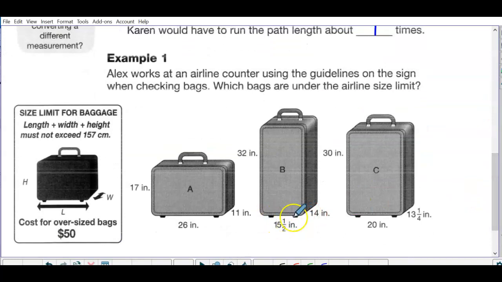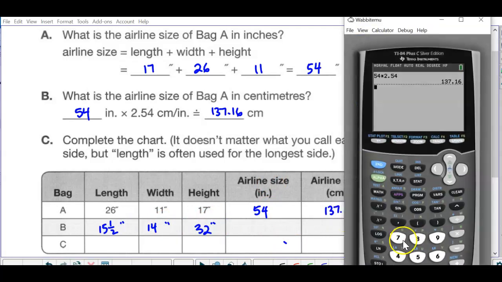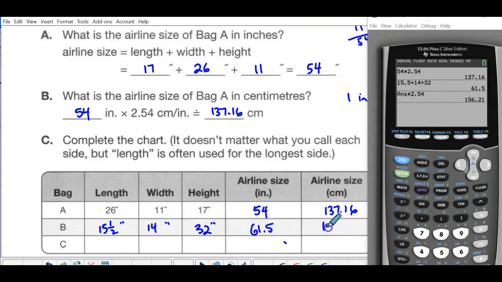Next one, length, width, height. That would be 15 and a half, 14, and 32. Those are all in inches. Adding them together, if you want to use your calculator, you can. 15 and a half would be 15.5 plus 14 plus 32 is 61.5. So probably getting a little closer to that magic number. Now we would want to multiply that by 2.54, the conversion, and that's 156.21. So just squeaks under.